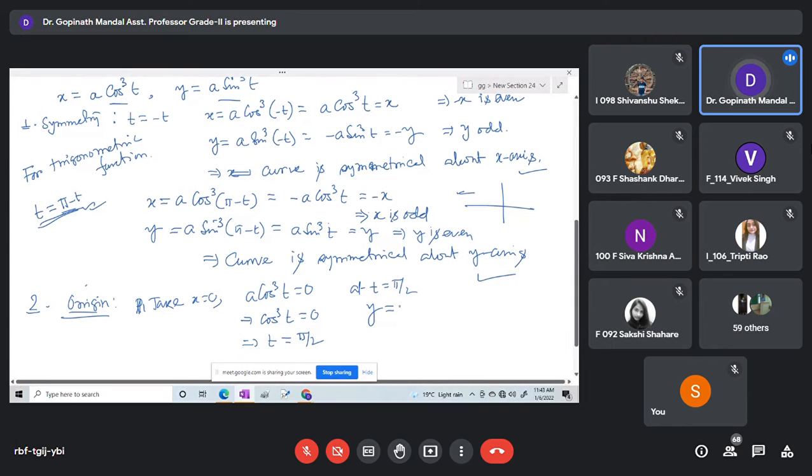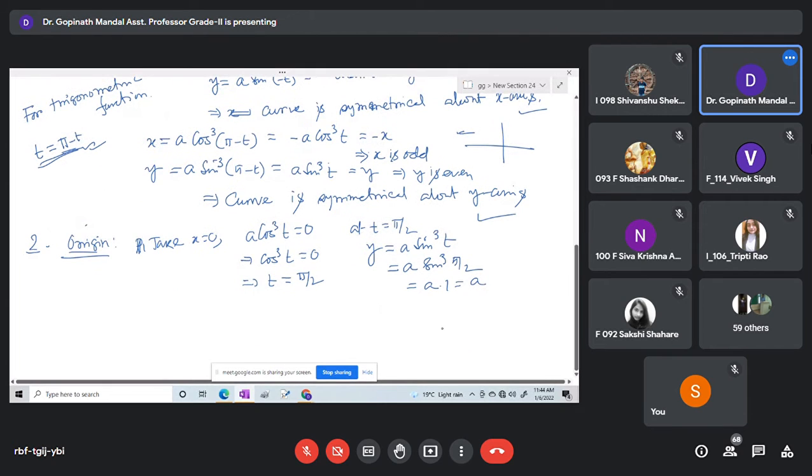Now the y value is a sin cube t. So a sin cube of pi by 2. So sin pi by 2 value is 1. So y equal to a. So y not equal to 0, that means the curve does not pass through the origin.